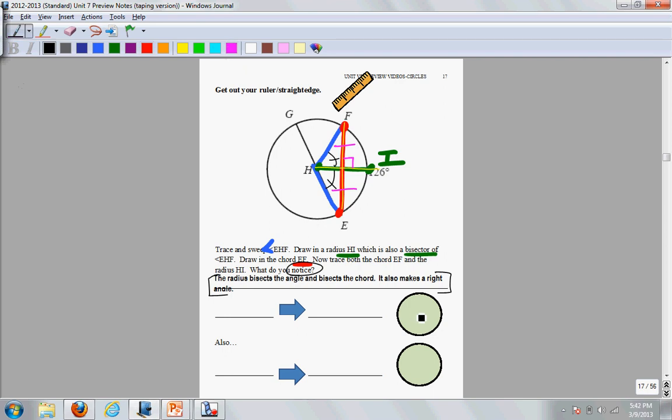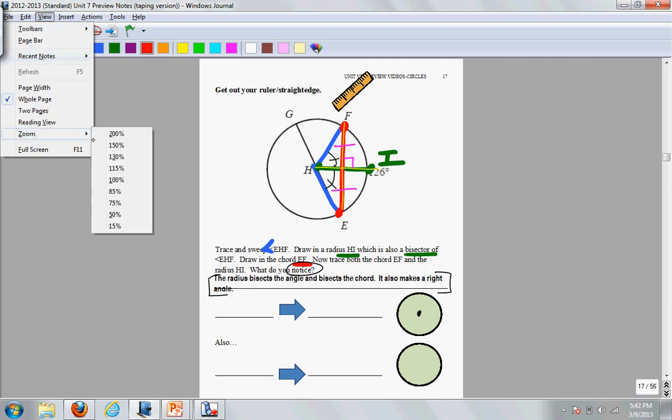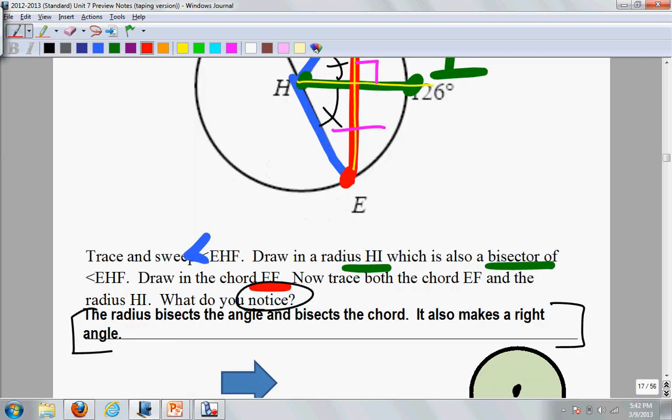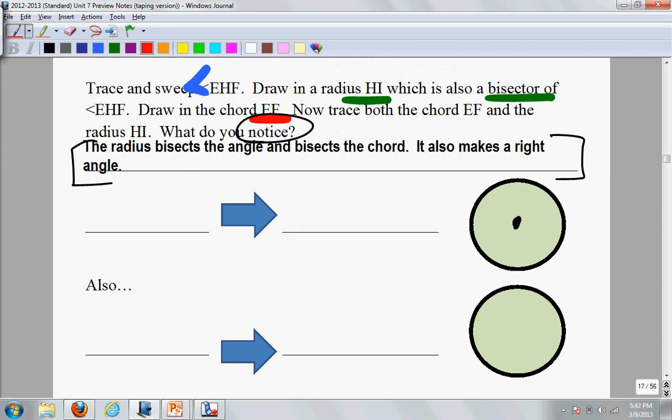of this lesson. I'd like you to draw in the center of the circle. I'd like you to use a straight edge and draw a chord. We're going to bring this really close here. Now, I'd like you to draw a radius perpendicular to the chord. Make the right angle.